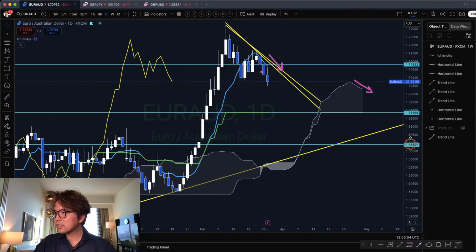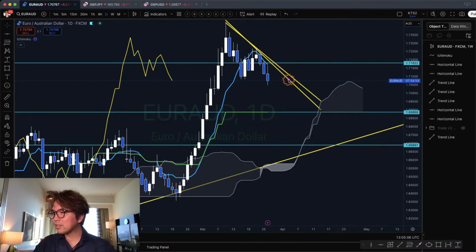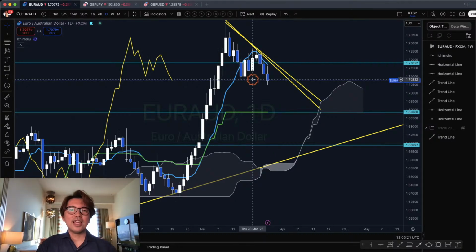So since this is the daily time frame and it's about to break the daily support, I would wait for the daily closure today. And if it closes below the swing low, which is 1.7083, then from tomorrow I enter the market. I think that's a safer scenario.